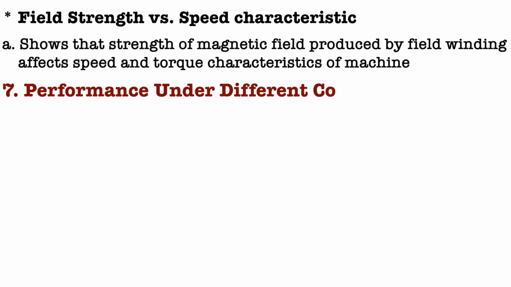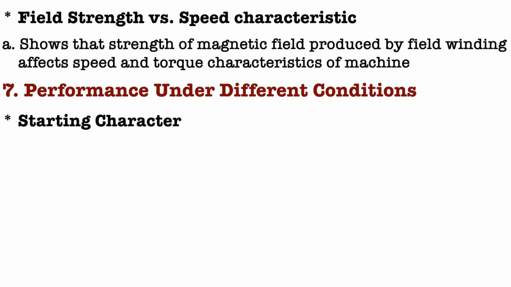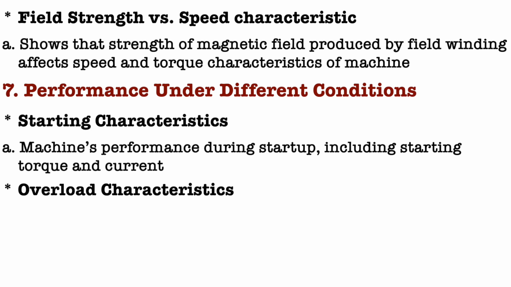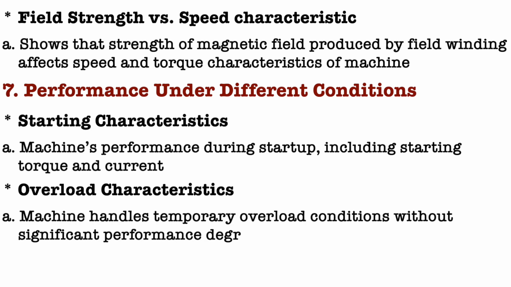Now, the performance under different conditions mainly consists of starting characteristics and the overload characteristics. The starting characteristics means how the machine performs during startup, including the starting torque and current. The overload characteristic shows how the machine handles temporary overload conditions without significant performance degradation or damage.